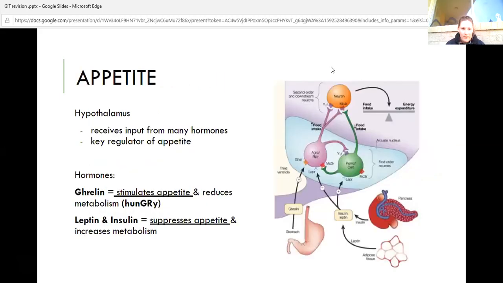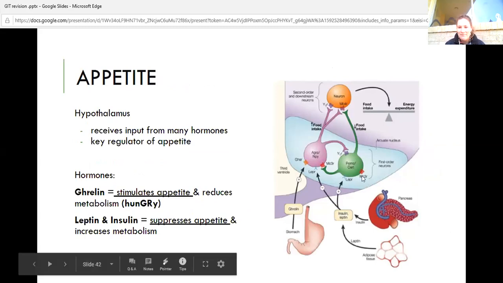And then quickly on appetite, I think it's pretty complex. What I really remembered was that ghrelin stimulates appetite. So, grr, my stomach's hungry, ghrelin, and then the others do the other things. So leptin and insulin suppress appetite and increase metabolism.